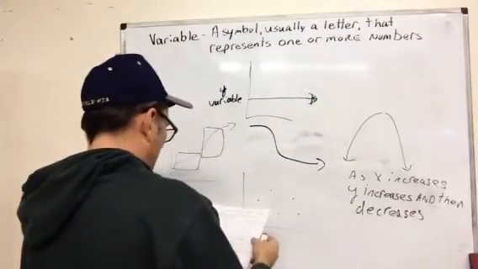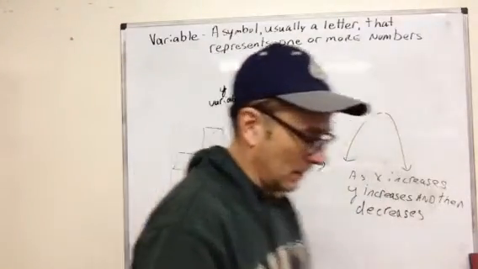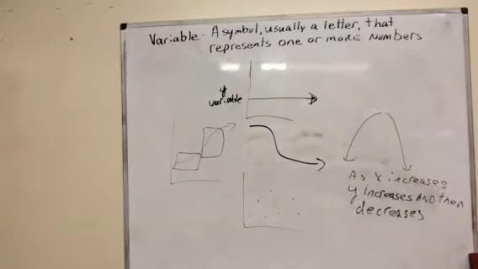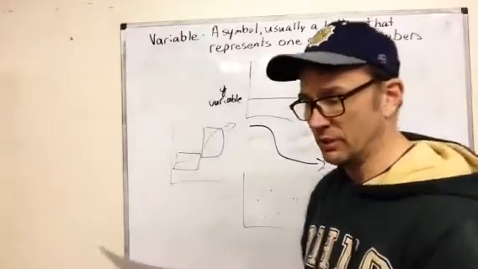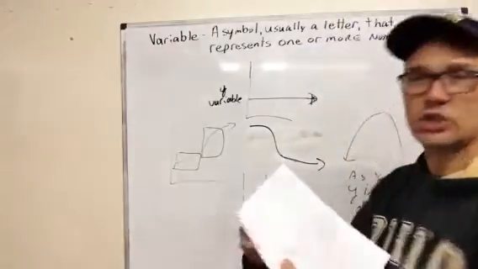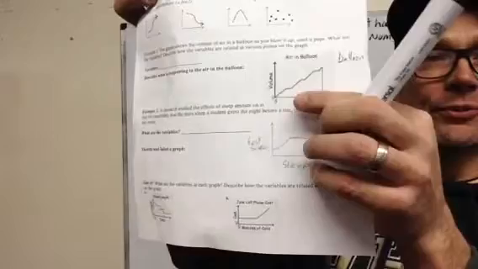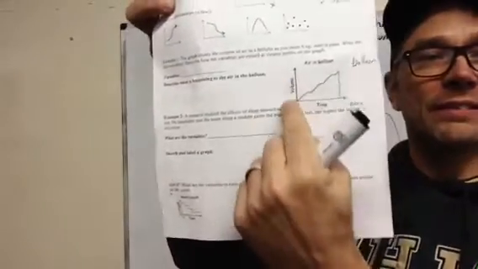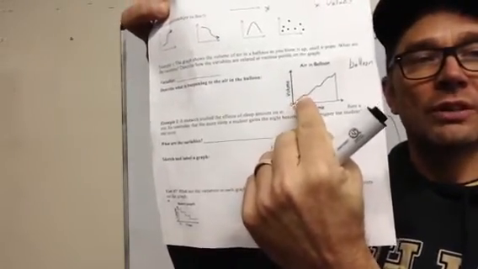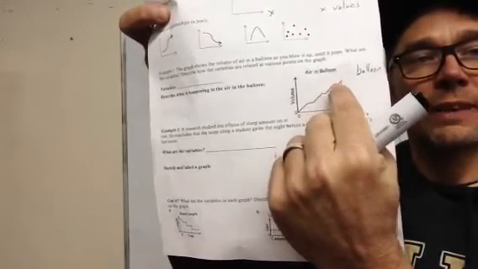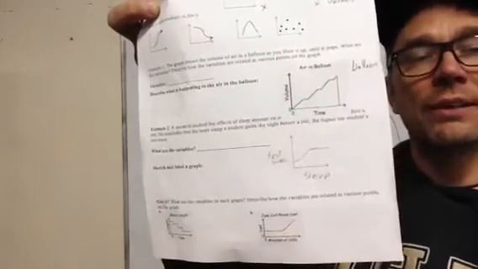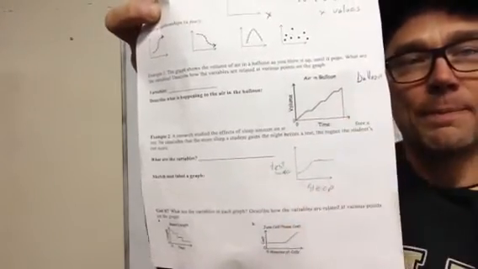So if we look at example 1, it says, the graph shows the volume of air in a balloon as you blow it up until it pops. Describe how the variables are related at the various points. And it shows the graph. So you can see it starts at 0, it grows, then it flattens out. It grows, flattens out, grows, flattens out, grows, and then goes all the way down.